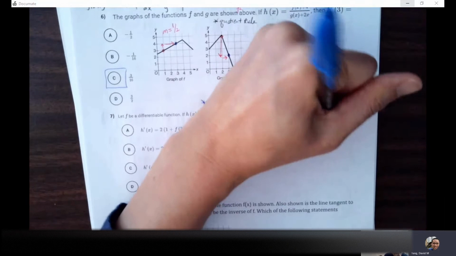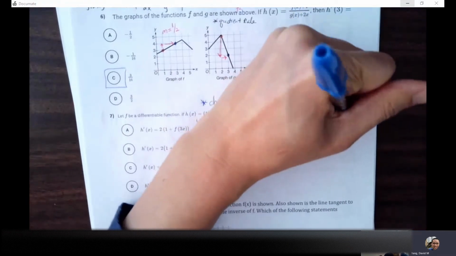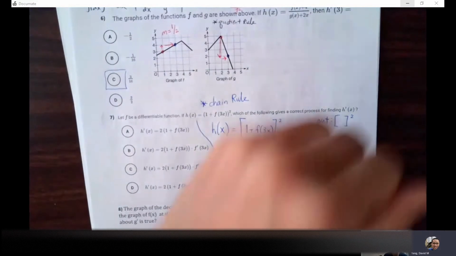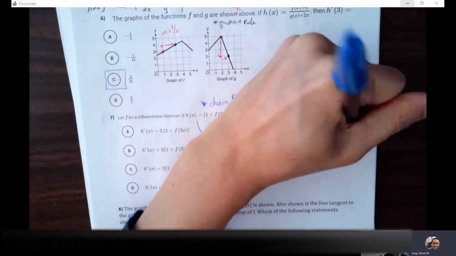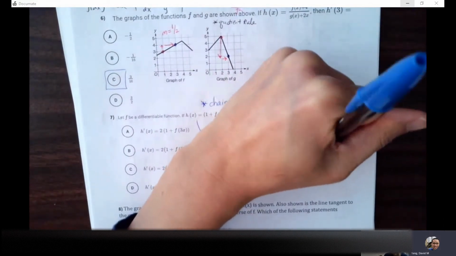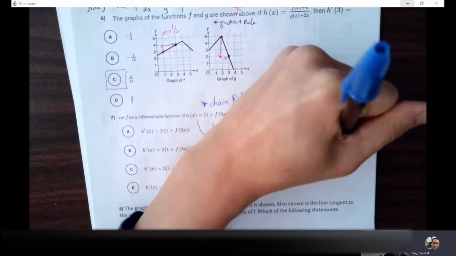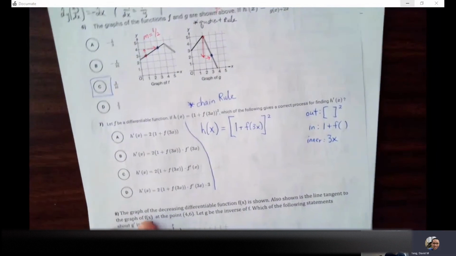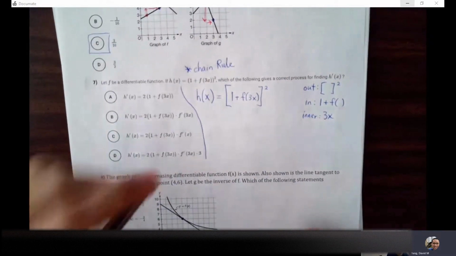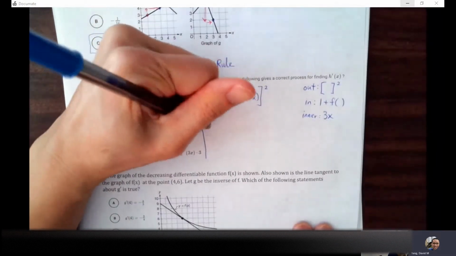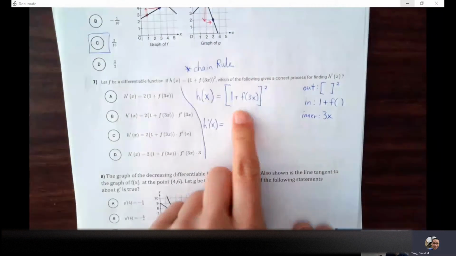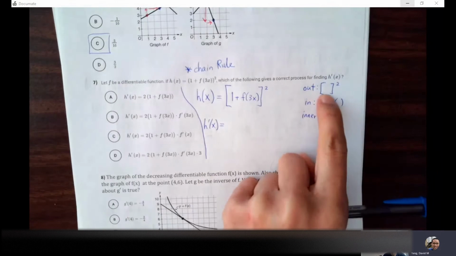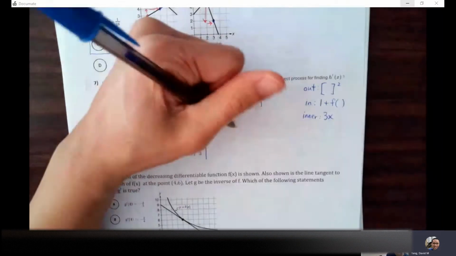We have the outermost portion being that bracket squared. The next portion in is that 1 plus f. And then finally, the innermost portion is that 3x, which is going to take turns with each of their derivatives and place them all in their own space apart from each other. So h prime, outermost portion first. So bracket squared, we go through power rule there, bring down the 2, keep the bracket, subtract 1 from the exponent.